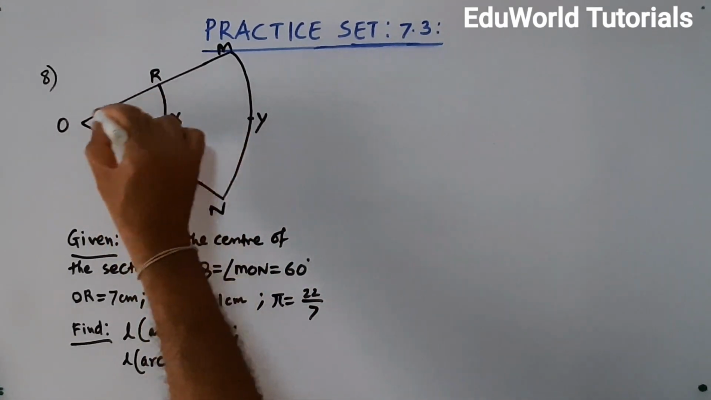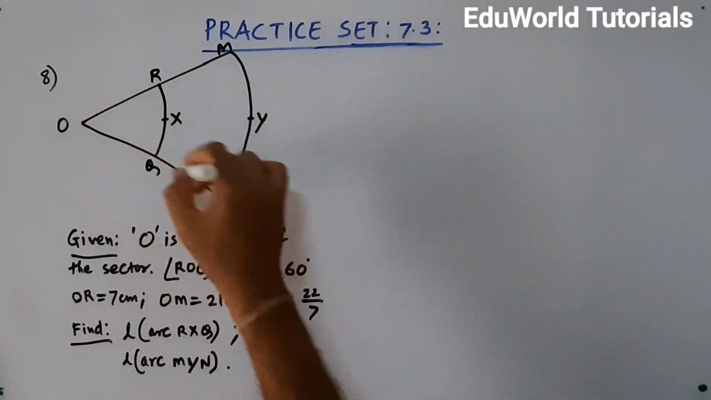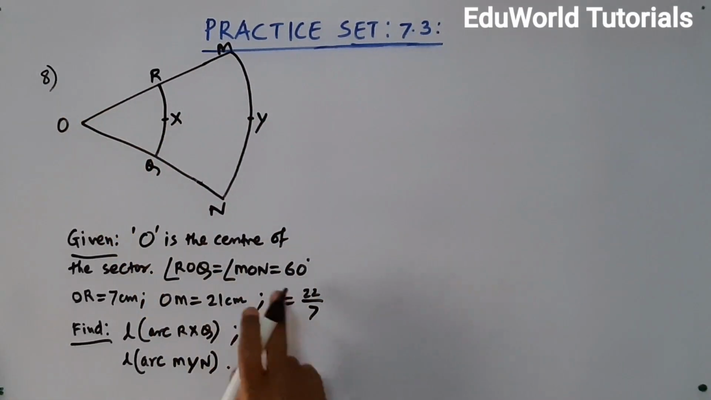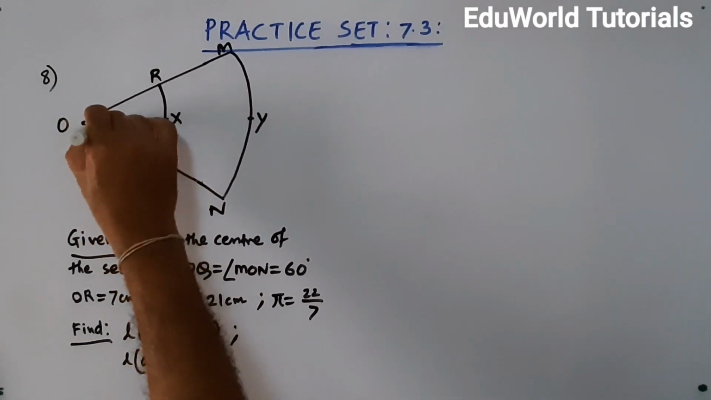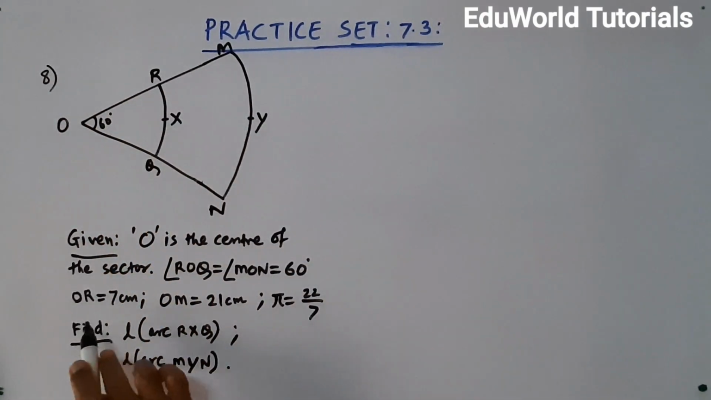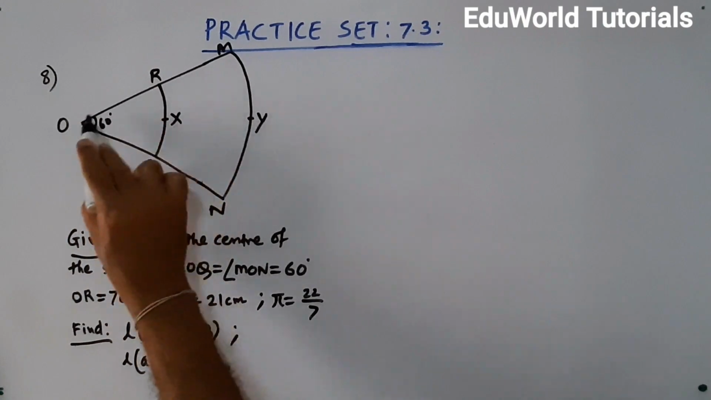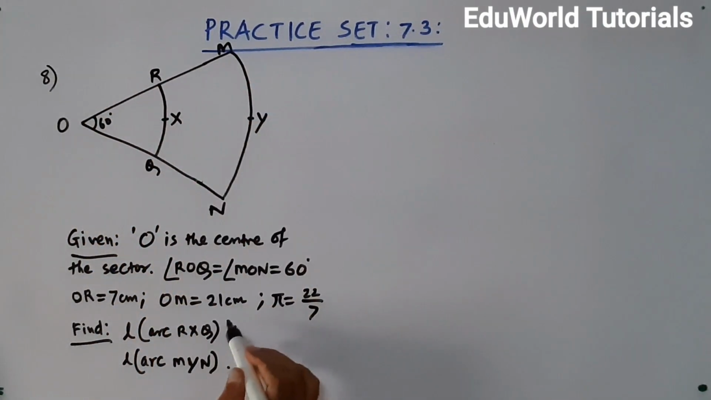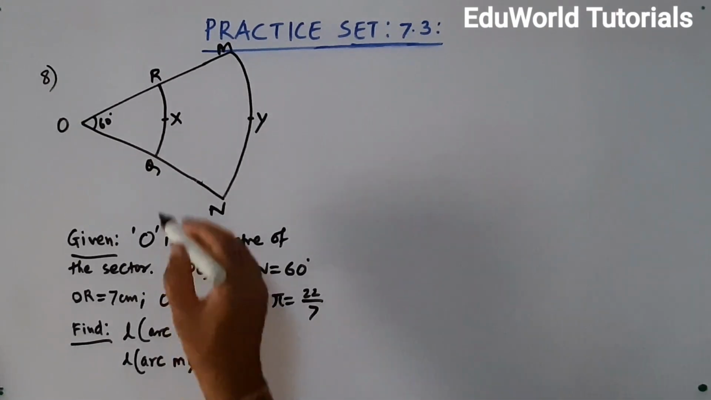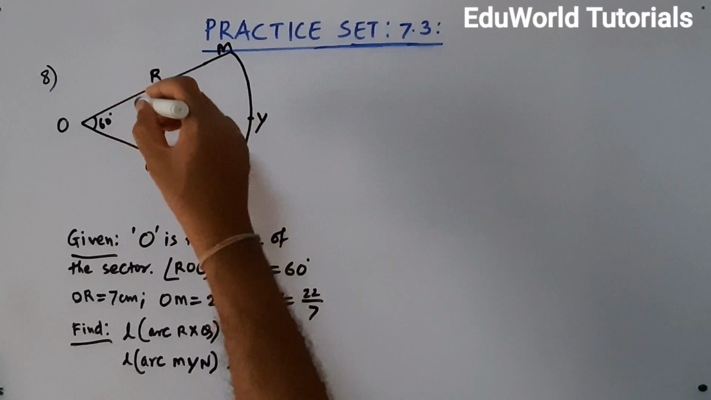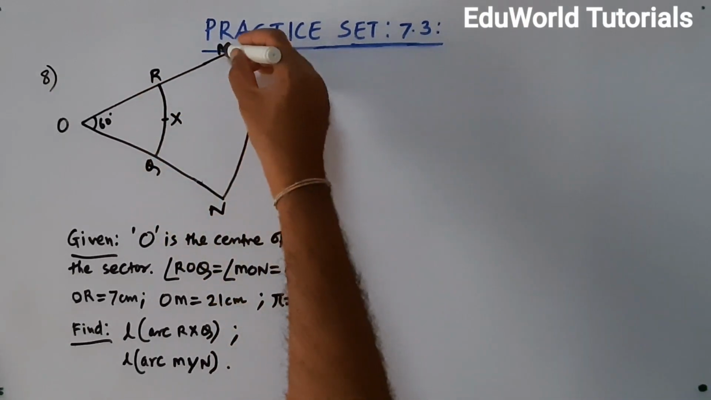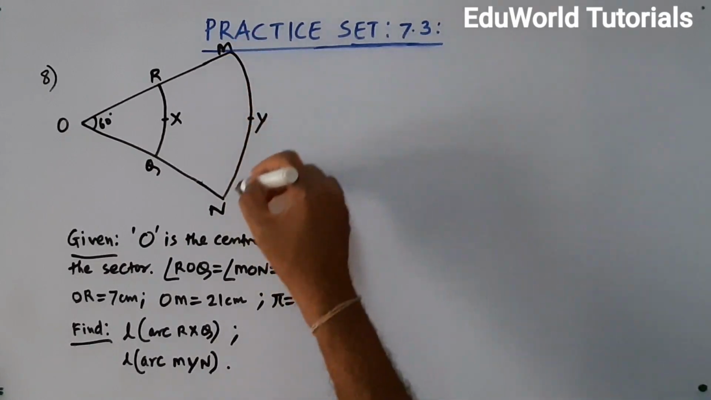The central angle for this small sector. And MON is the central angle for the big sector. Both are the same angle, so it is 60 degree, which is nothing but theta for each sector. OR is the radius of the small sector, which is 7 centimeter, and OM is the radius of the big sector, which is 21 centimeter. We are given pi as 22 by 7, and we have to find the lengths of both these arcs. Means what is the length of RXQ, this curved part, and what is the length of arc MYN.